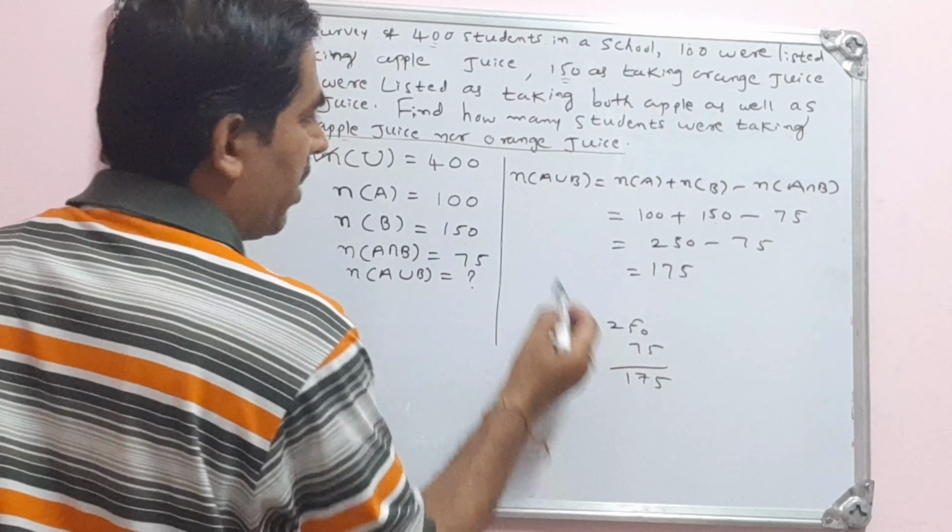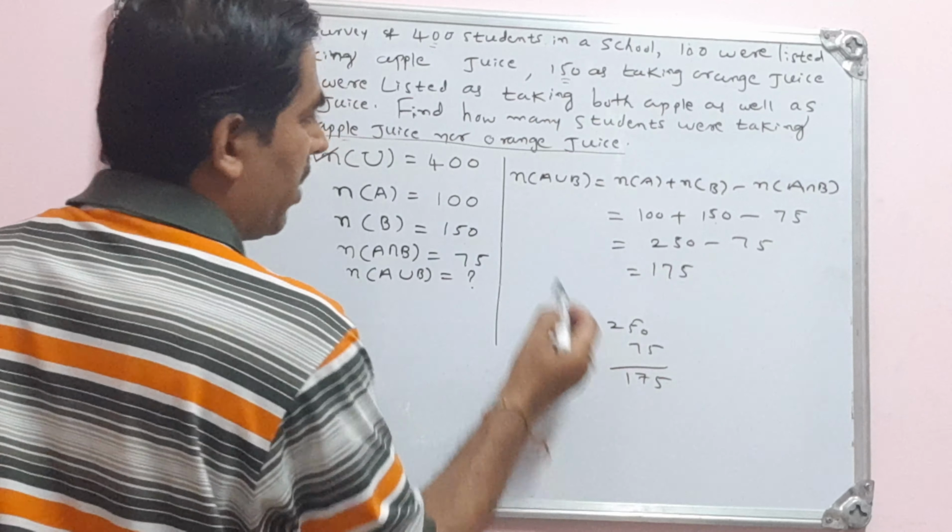175. So let me write it on the left hand side. N of A union B. See, this N of A union B is 175 means, see, 175 indicates what? We get the students who drink at least one of the juices, either orange juice or apple juice. They are 175. So we have to find how many students were taking neither apple juice nor orange juice.